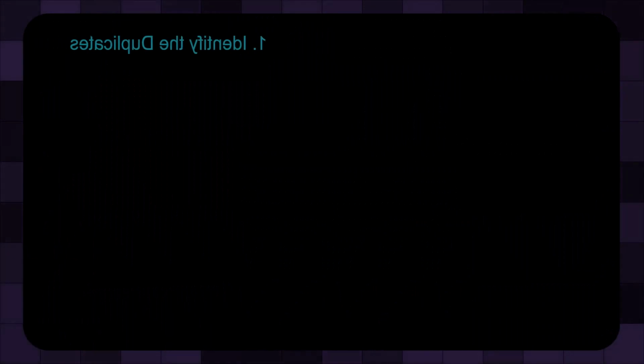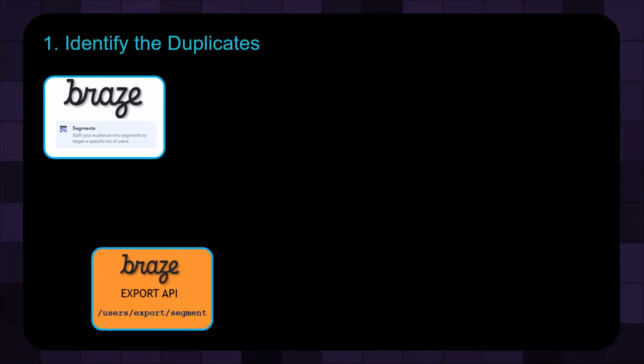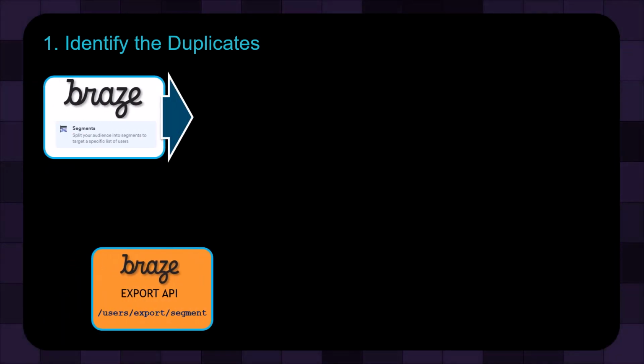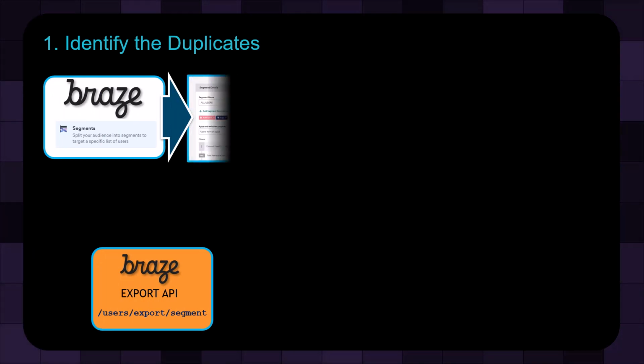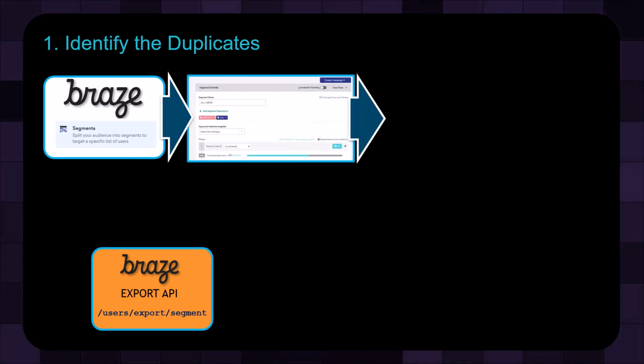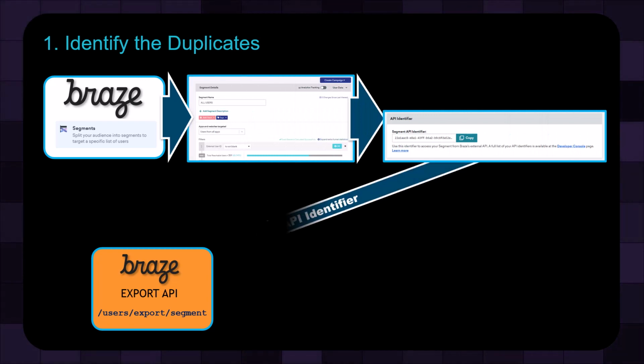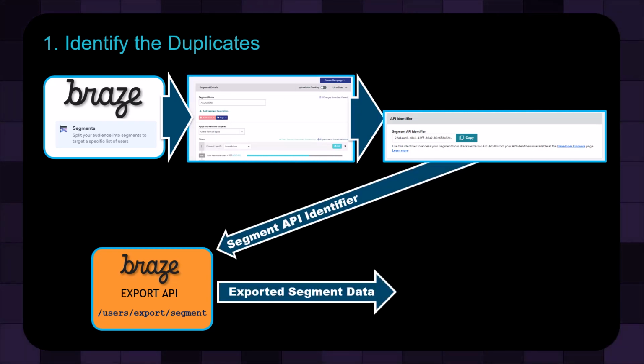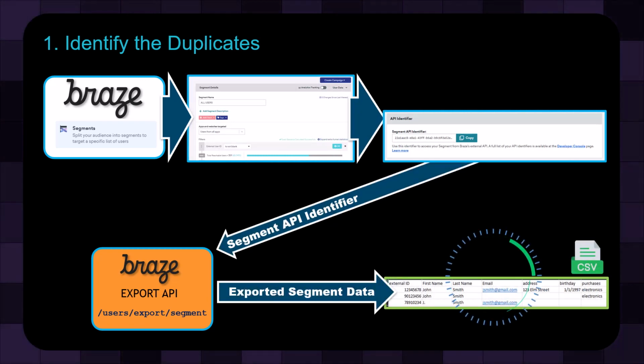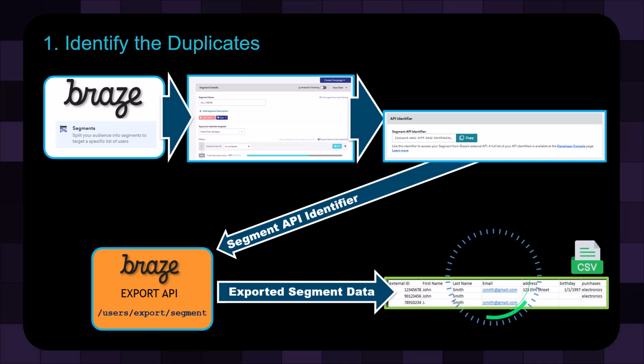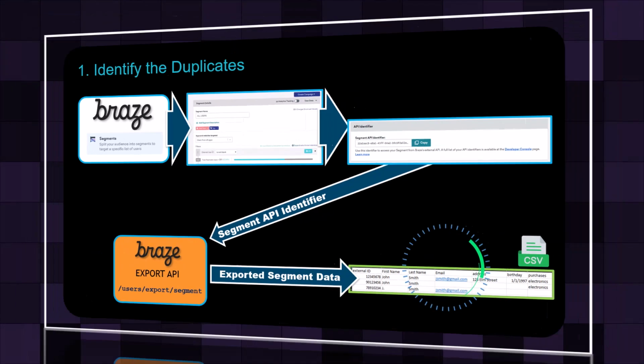So the first thing we need to do, and I'm assuming you know your customer base, is to identify the duped users' records for the single individual. The way to do this is to use Braze's export API with the Braze segment that targets all the users. When you set up the Braze segment, an ID will be generated that you will share with the Braze export API. The Braze export API will then generate a large data file with all the user records in it so you can perform analysis to identify those dupes.